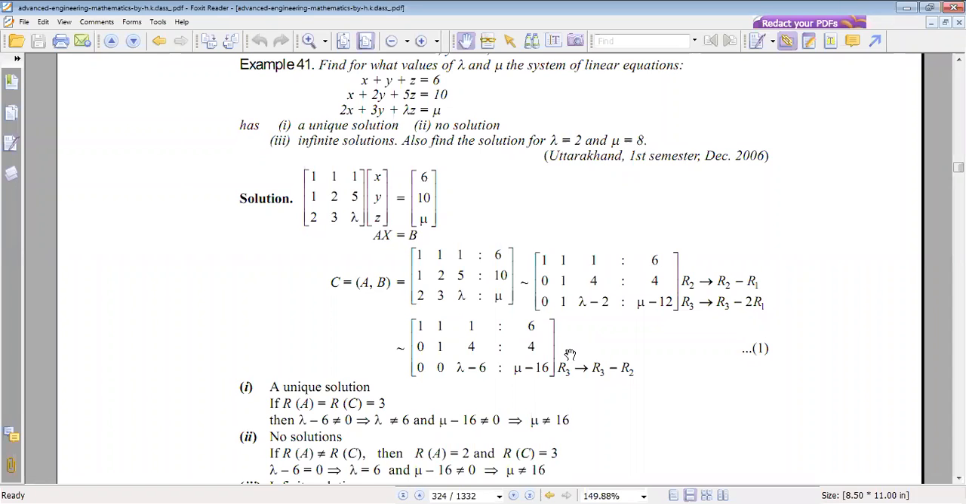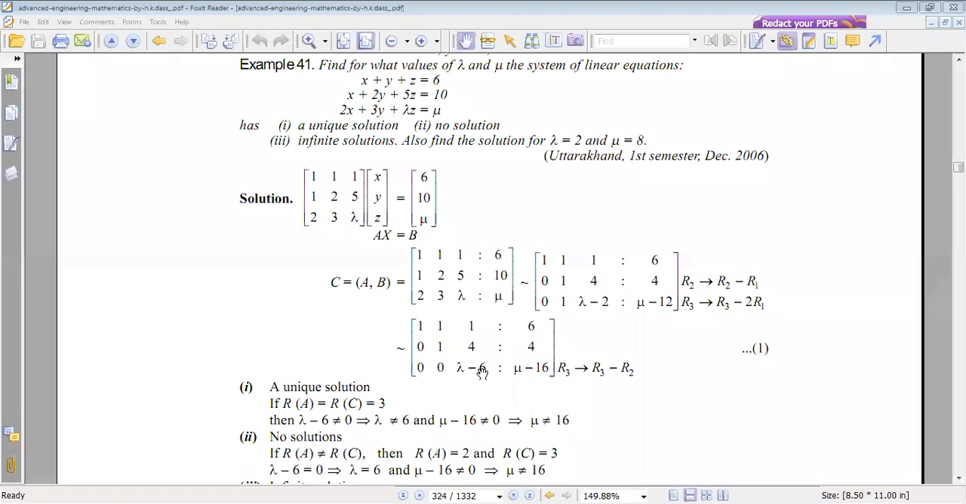And it has a unique solution if its rank is equal to the total number of unknowns. So how many unknowns are there? Three unknowns, x, y, and z. Clear? So that's why we have a unique solution if rank of A equals rank of C equals 3. So when the rank of A is equal to 3, the third row is not equal to 0, that means lambda minus 6 cannot be equal to 0.